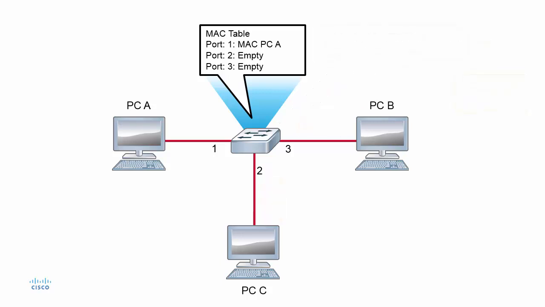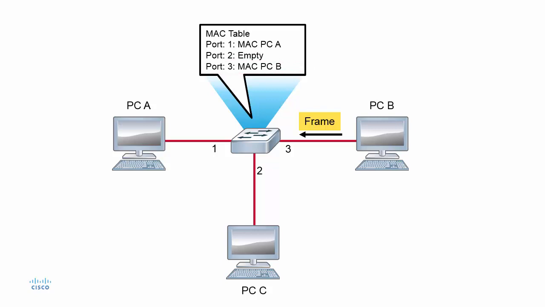The destination device, which is PCB, replies with a unicast frame addressed to PCA. And as you can see, PCB sends a frame with the source MAC address set to the MAC address of PCB and the destination MAC address set to the MAC address of PCA. Now that the switch has the MAC address of PCB, it can update its MAC address table, and then say the MAC address of PCB is accessible via port 3.